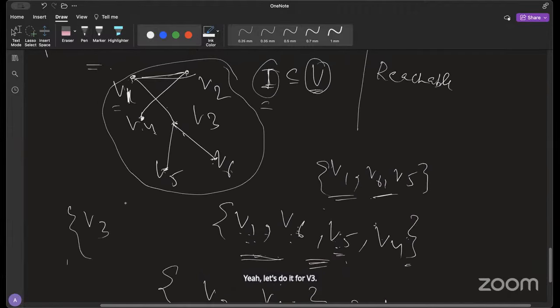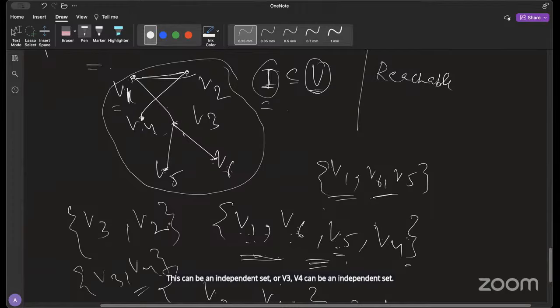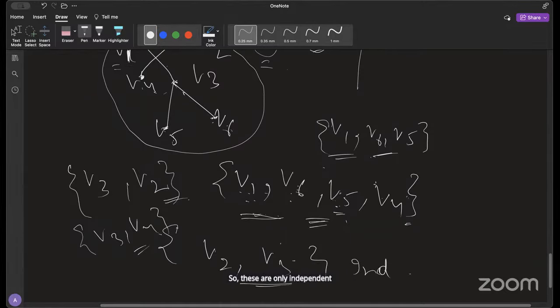When you start with V3, you can't take V6, V5, can't take V1. V2, V1, and then you can take V2, right? So take V2, and then you can't take V4. This can be an independent set, or V3, V4 can be an independent set. Both work. V3, V2, and V4 are only independent sets, right? This is independent. This is also an independent set.